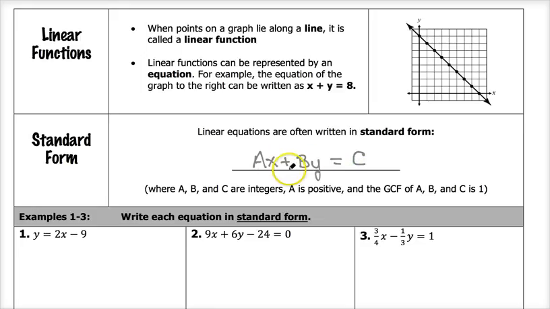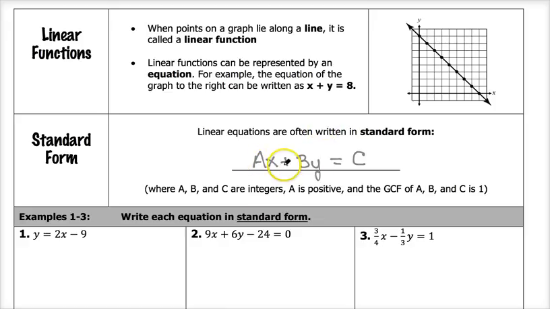X and y, notice, are on the same side of the equal sign. A, B, and C are all integers, meaning there are no fractions or decimals in standard form. A couple of other things. A is always positive in standard form. Okay, A is always positive. And this last part here says the GCF of A, B, and C is 1. All that means is that A, B, and C are not divisible by any number besides 1. Okay, and that's how you know you have standard form for a linear equation.